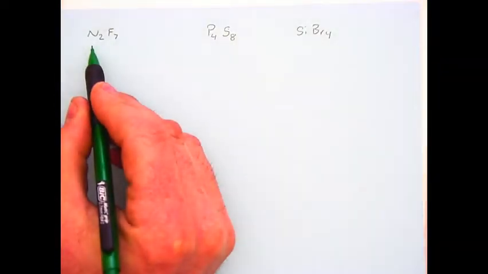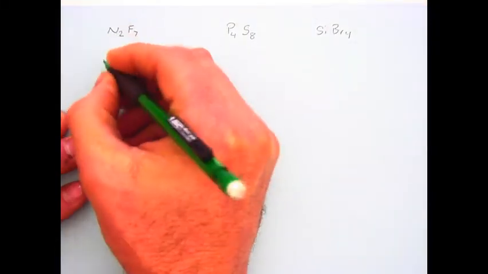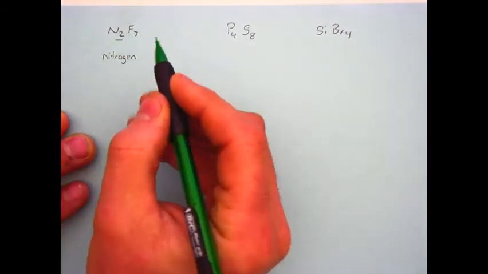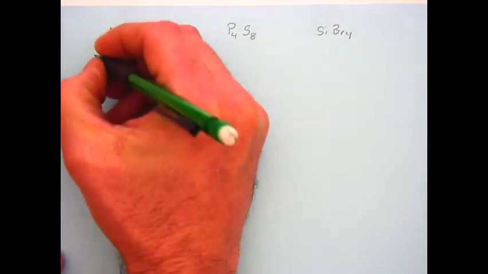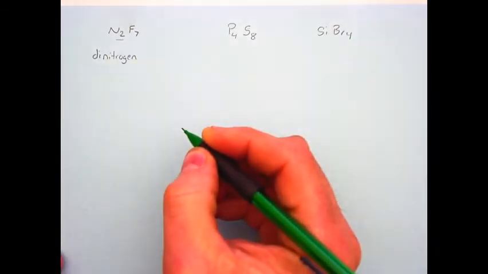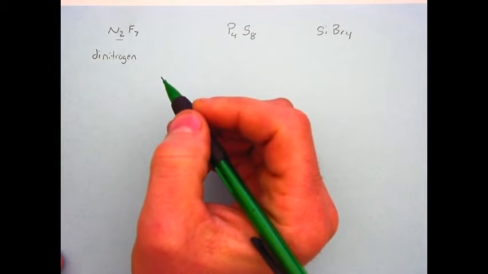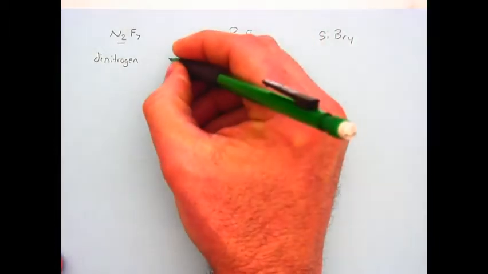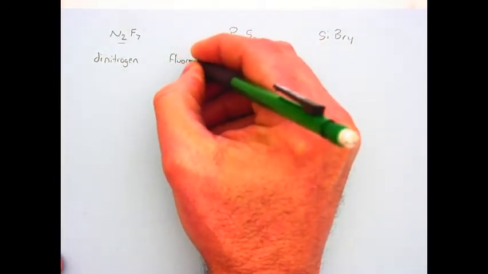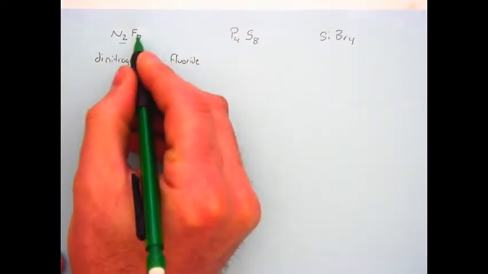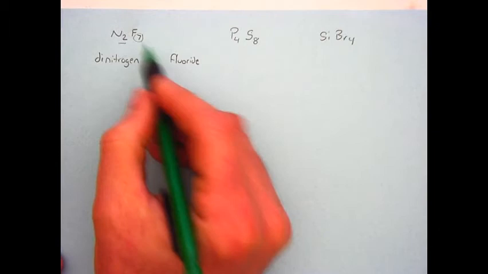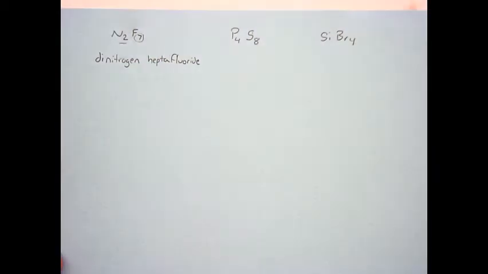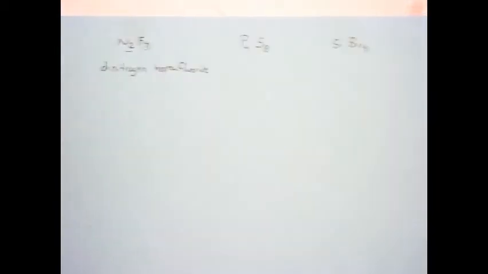So, for example, N2F7. N is nitrogen, so we write nitrogen. Since it has a 2, the Greek prefix for 2 is di, so it is dinitrogen. The second element is fluorine, but since it's the second element, it has to end in ide. So it is called fluoride. But since it has a 7 as a subscript, that 7's Greek prefix is hepta, so we write hepta. So the name of that compound is dinitrogen heptafluoride.